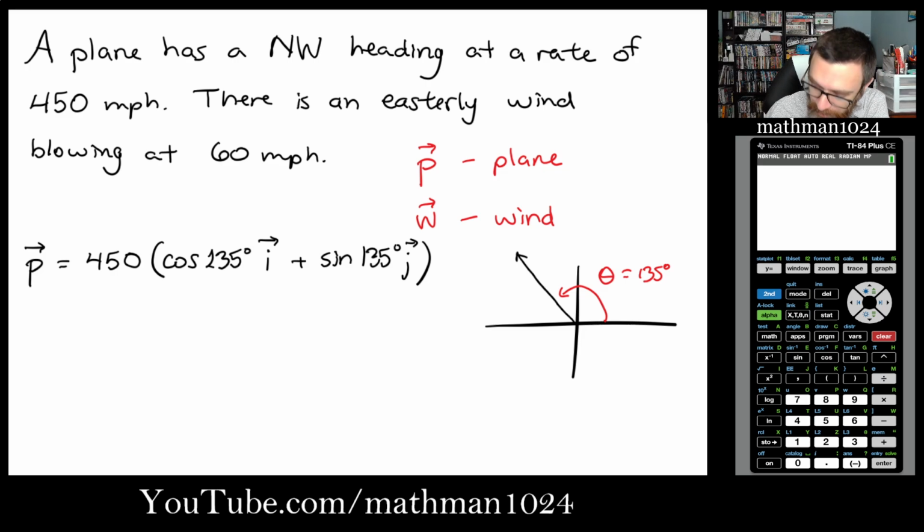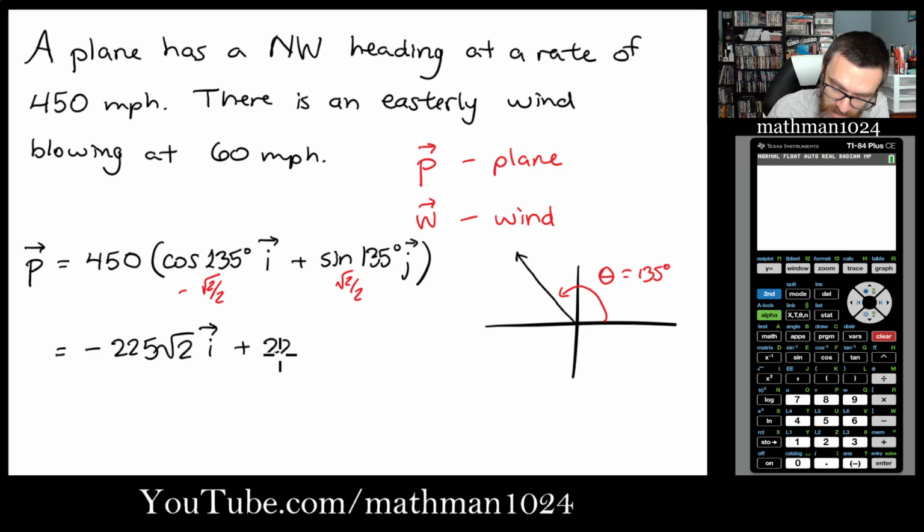And so let's work this out. Since we're in quadrant 2, the cosine here is going to be negative square root of 2 over 2, and the sine is going to be positive square root of 2 over 2. So when I work this out, we have negative 225 times the square root of 2 i plus 225 times the square root of 2 j. And so that's how we can write the plane vector, or the plane velocity as a vector.